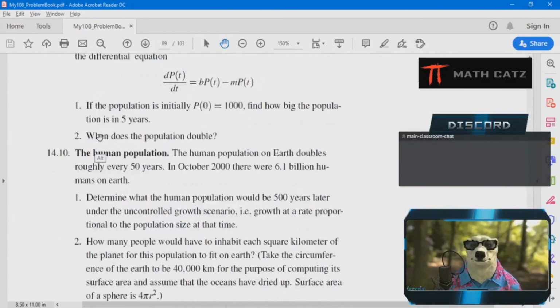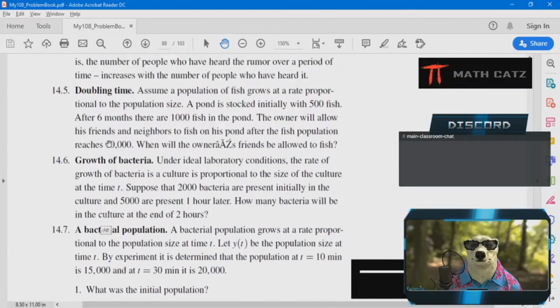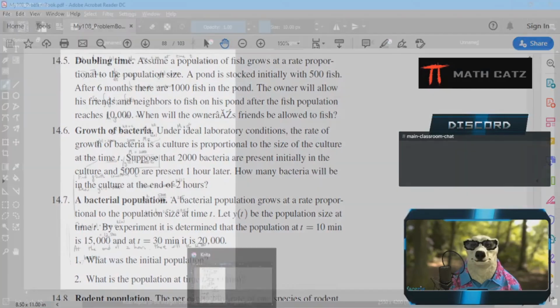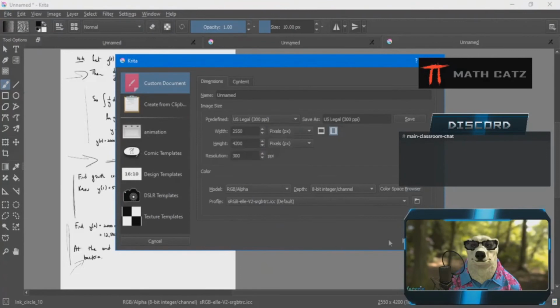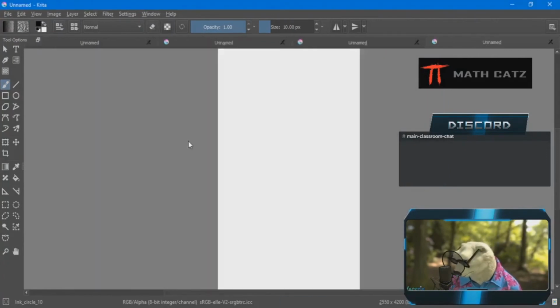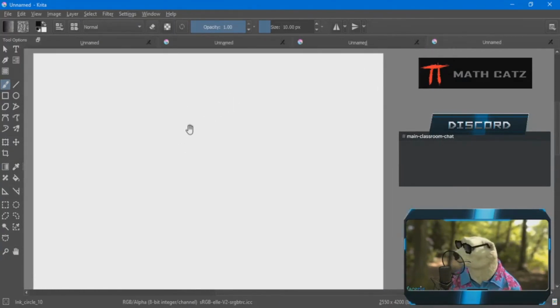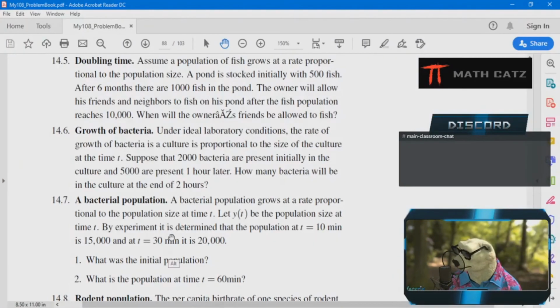I want to do the one that says doubling time. Where is that guy? I know you're here, buddy. Let me find you. 14.5. All right, 14.5 as our last question for today.